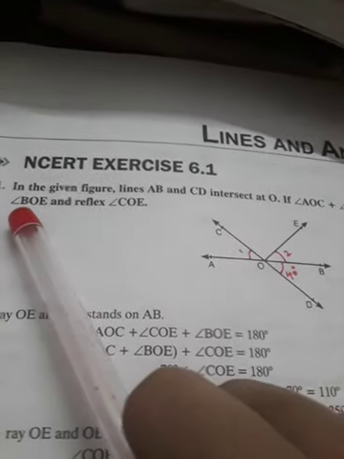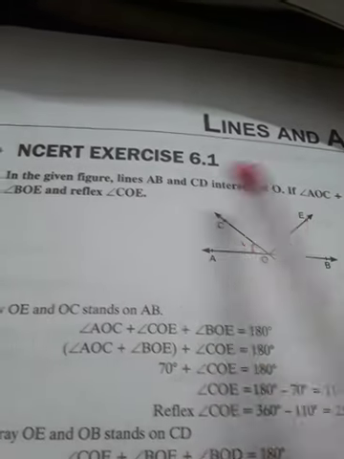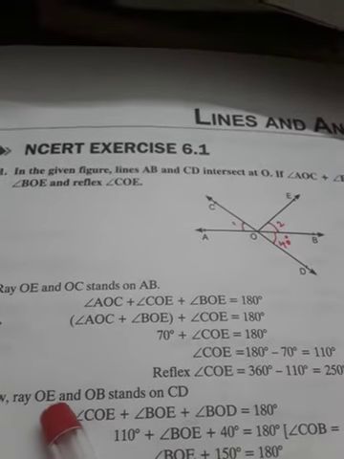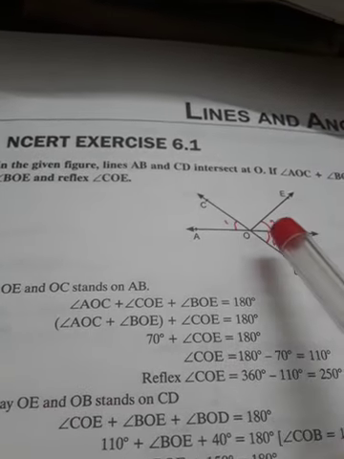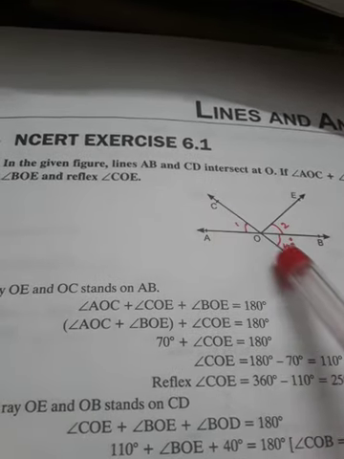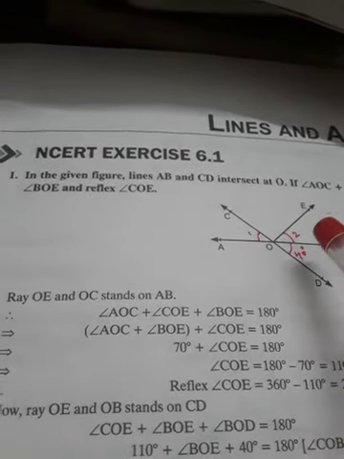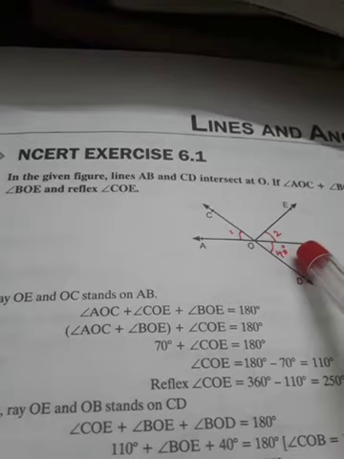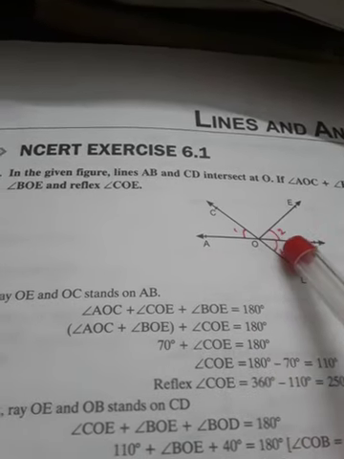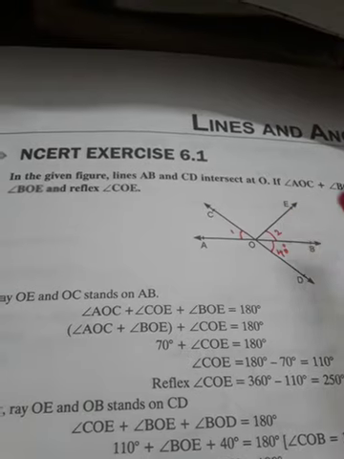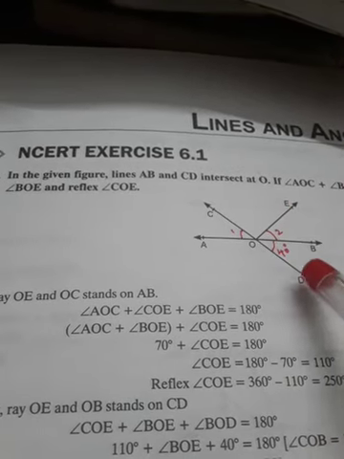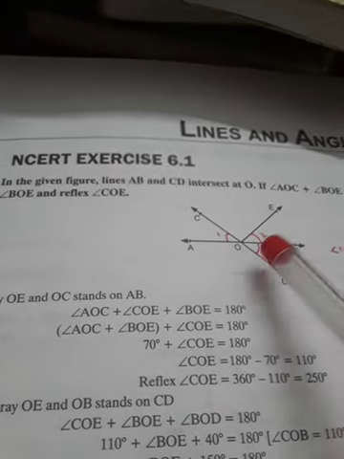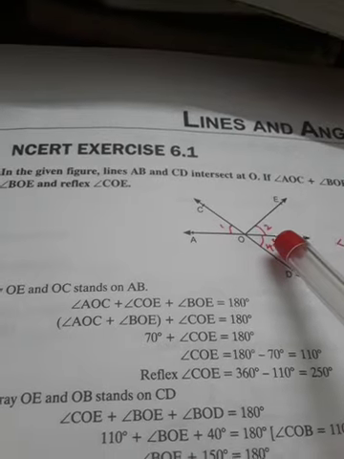Then what we need to find? Angle BOE we need to find. Now rays OE and OB stand on CD. This is CD. CD is a straight line. Then OE is the ray, OB is the ray. Now when we add these three angles, angle COE, BOE and BOD, what we will get? 180 degree, by either the linear pair axiom or straight angle.